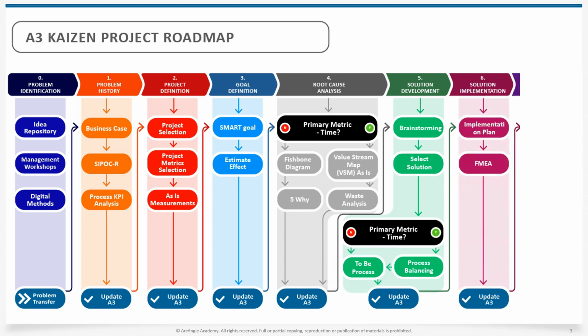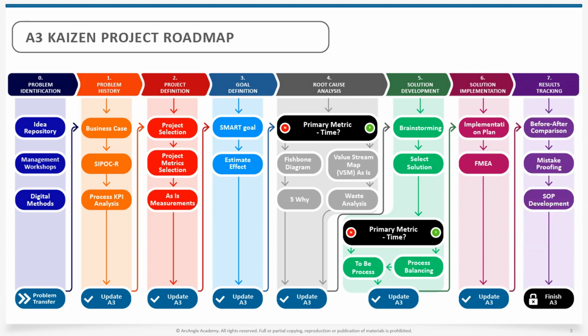Phase 6. Solution implementation. This phase involves implementing the selected solution. It includes implementation plan, creating a detailed plan outlining the steps, responsibilities, and timeline for solution implementation. FMEA, failure mode and effects analysis, assessing and mitigating potential risks and failures associated with the implementation process. Phase 7, results tracking.